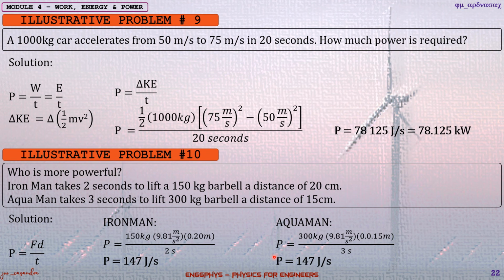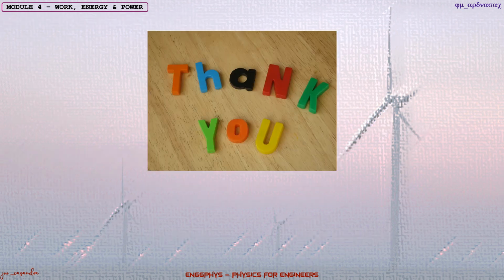Okay? So before I end my discussion, please take note that kilowatts are only used if we are talking about electrical or mechanical energies, like motors or electrical tools. But if we're talking about persons or objects, we indicate our unit as joules per second. Okay? So that's it for our examples for work, energy, and power.